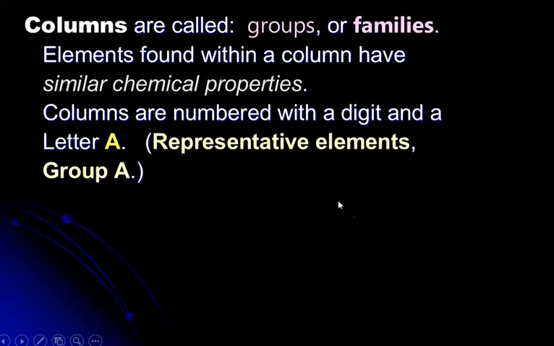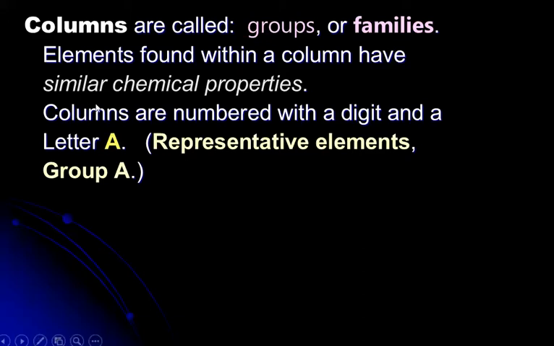So our columns are called groups or families. I want you to know both of those names, that the tall up and down columns, those are all called groups or families. And the elements that are found within that column or that family share similar chemical properties. So that means they behave similarly when they react with like elements. It doesn't mean they're exactly the same, but their properties are very similar. The columns are also numbered with a digit and a letter. Some periodic tables are numbered differently than others.